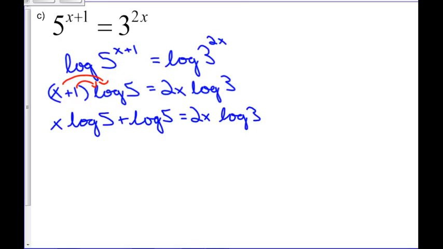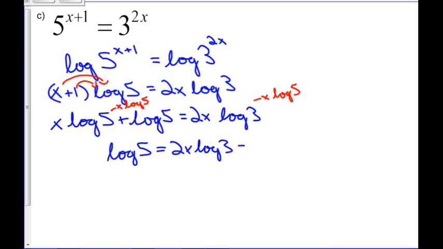You should collect all your x-type terms on one side. So I might as well move my x's to the right since it only has x's at this point. So I'm going to subtract x log 5 from both sides. And here's what I'll have. I'll just have log 5, or ln 5 if you preferred to do this all with natural logarithms, equals 2x log 3 minus x log 5.